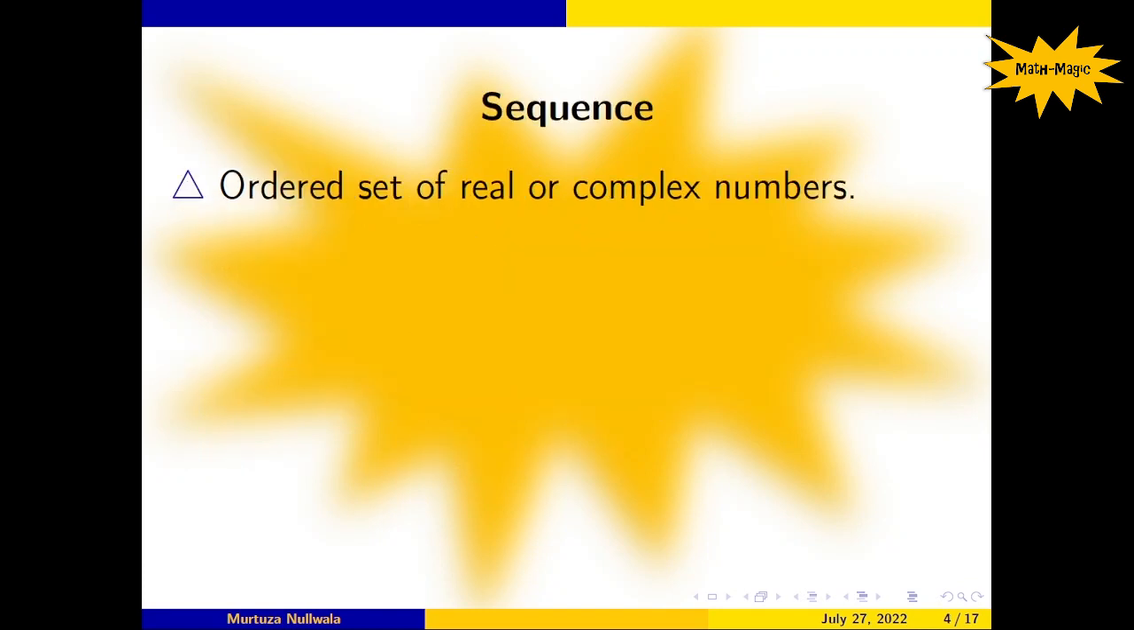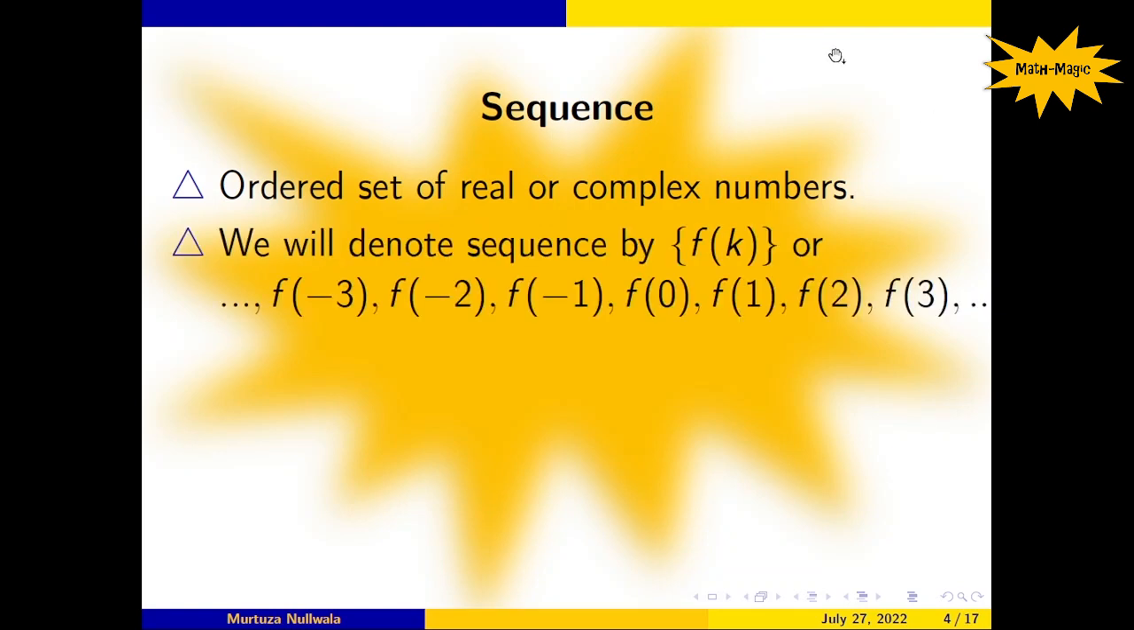So now let's see what is a sequence. A sequence is an ordered set of real or complex numbers. So it's a collection of numbers with some order. We will denote a sequence by f of k. If we take k as an integer, then if k is equal to 0 we get f of 0, then f of 1, f of 2, f of 3, and so on. On the left hand side of f of 0 we have f of minus 1, f of minus 2, f of minus 3 and so on. These numbers are placed in order.